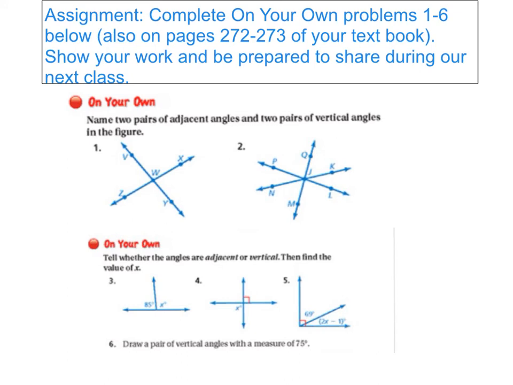Your assignment for this lesson is to complete the On Your Own problems 1 through 6 below. They are also on pages 272 to 273 of your textbook. Show your work and be prepared to share during our next class.